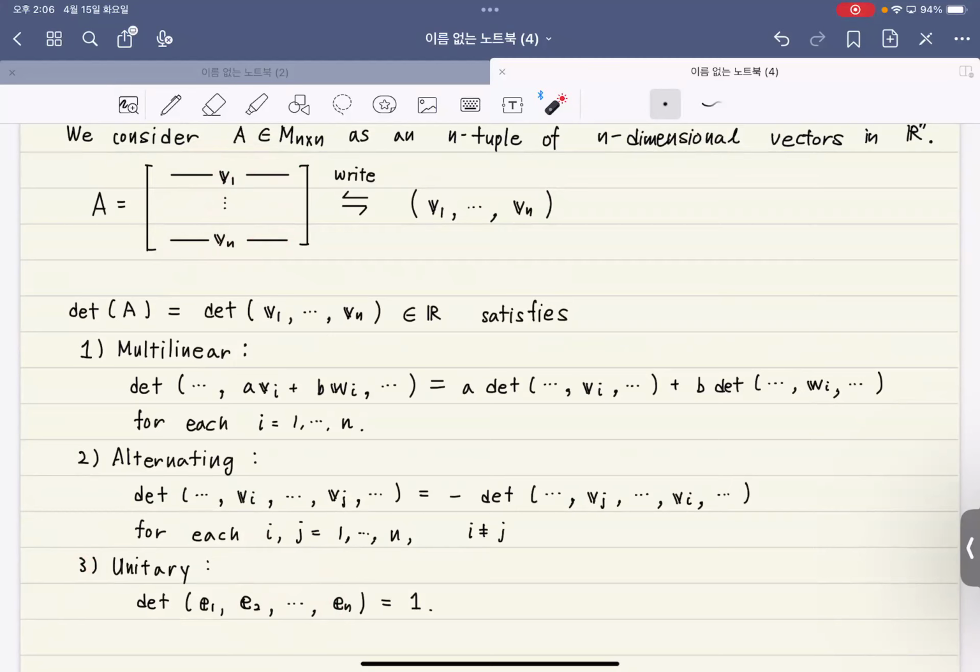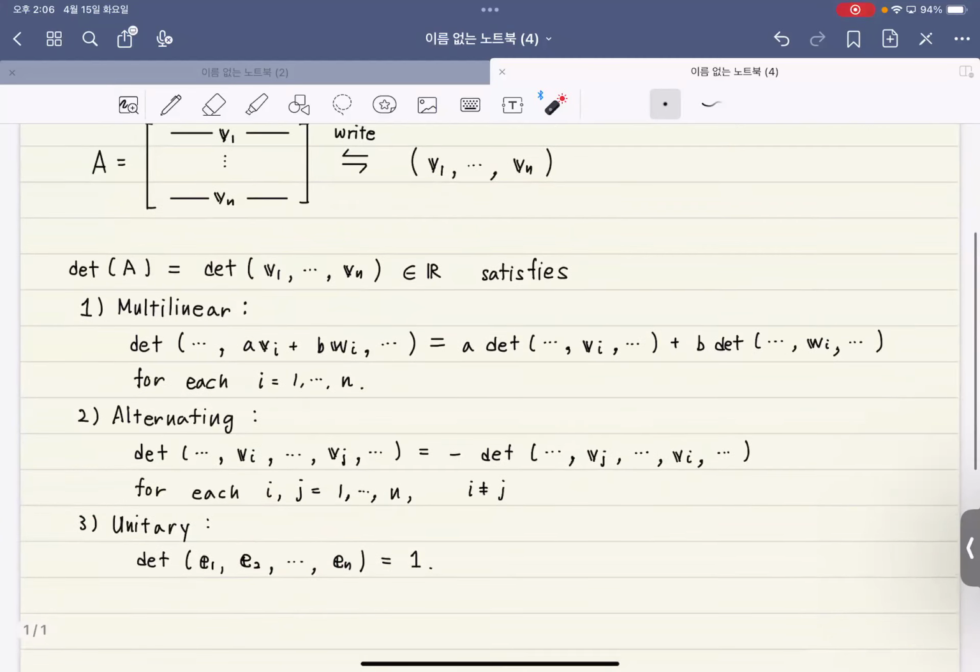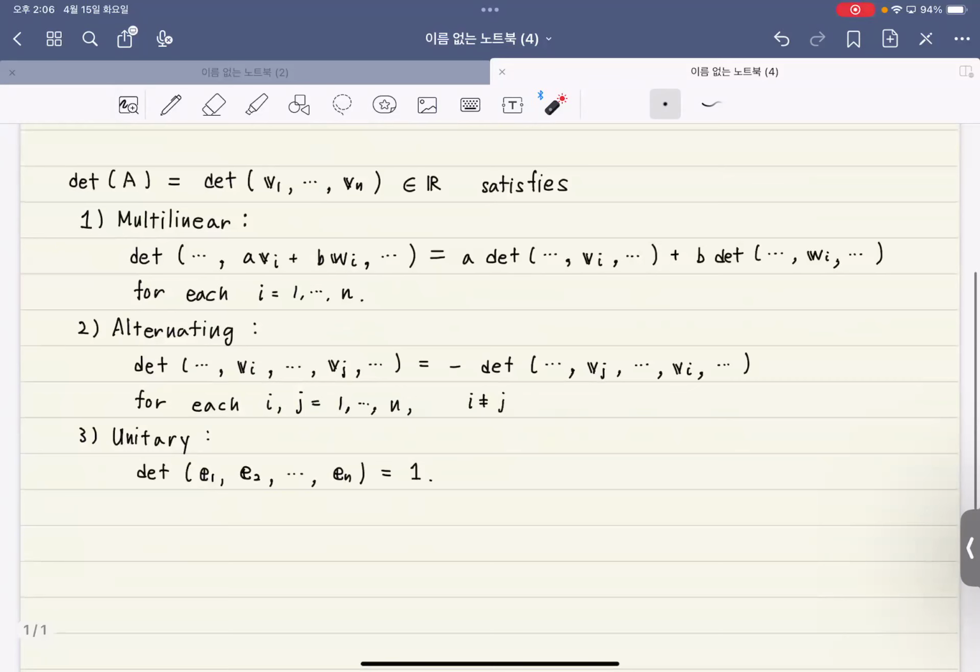Okay. And any function satisfying these three properties, we will call a determinant. And sometimes I'm going to say this is the determinant of A. Okay. All right. And today we'll be talking about very important properties of the determinant. And I will begin from the easiest one.